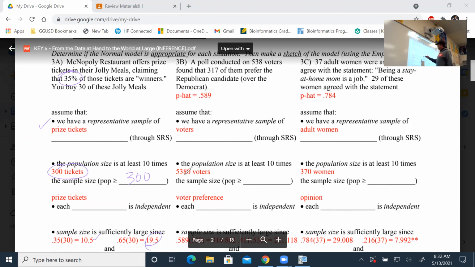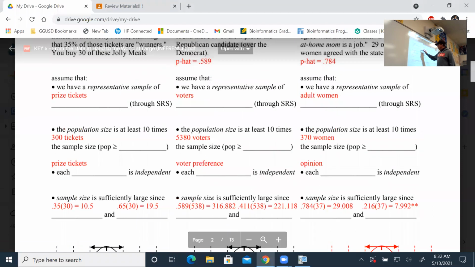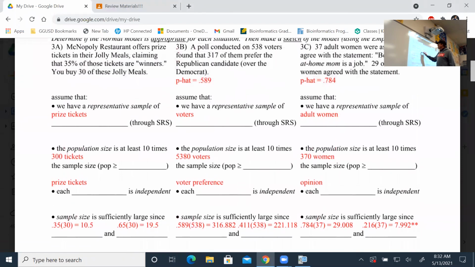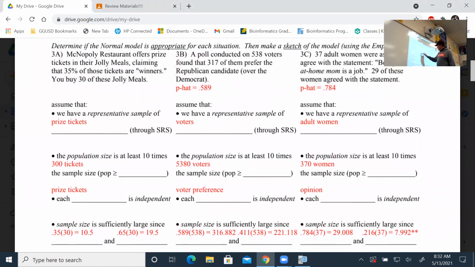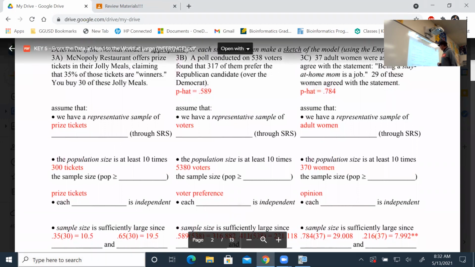We have a situation where I think for sure we'll be able to actually do an interval. We've met the requirements, okay? All right. Okay, next one.